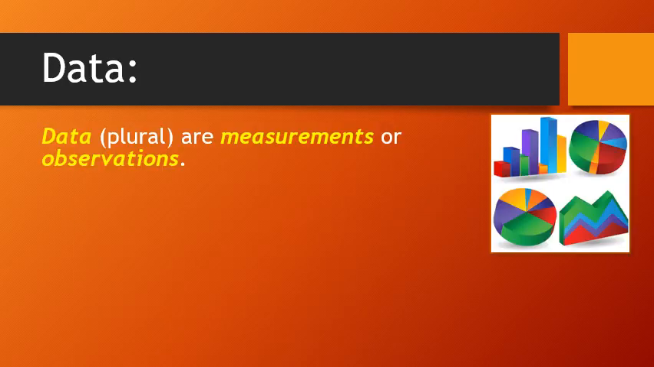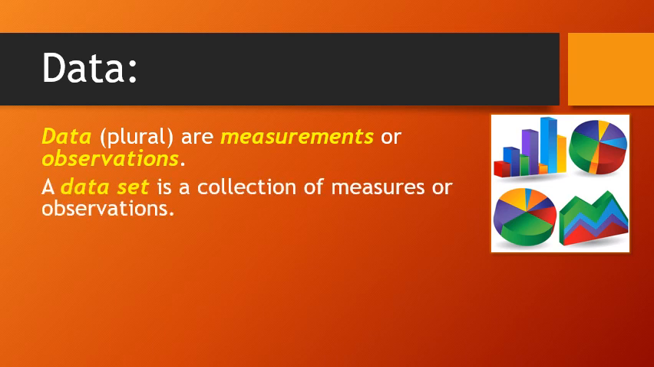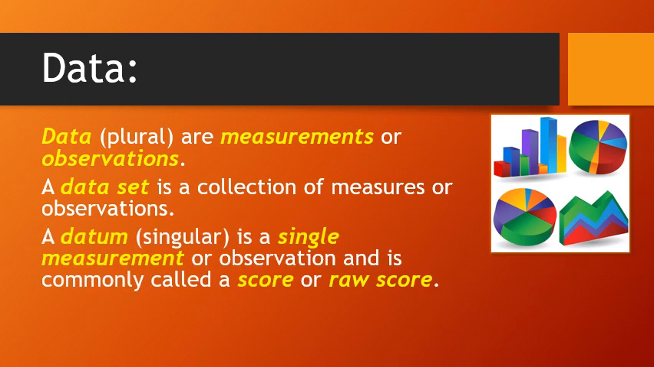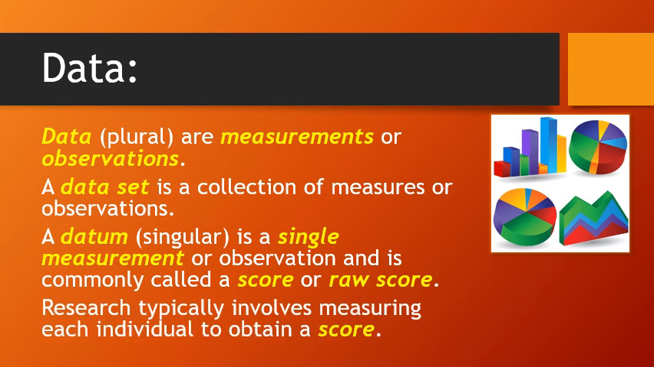Let's talk about data. Data is plural. Data is measurements or observations. You can collect data by measuring your score on a test. You can also collect data such as how many times did a child seem off task in a 15-minute period. Those are both data. A data set is a collection of measures or observations. A datum is a singular measurement or observation, and in statistics, we most commonly call this a score or a raw score. Research typically involves measuring each individual to obtain a score.